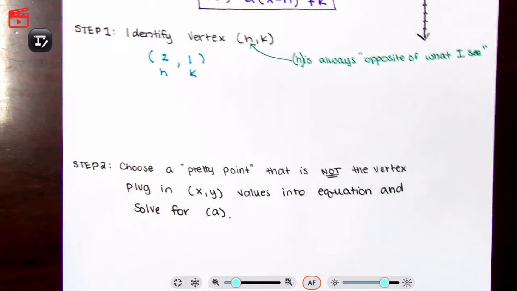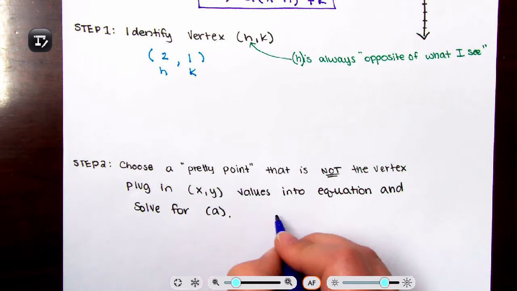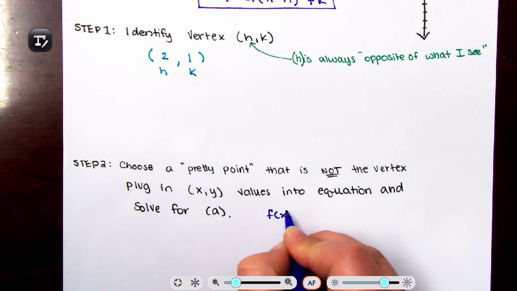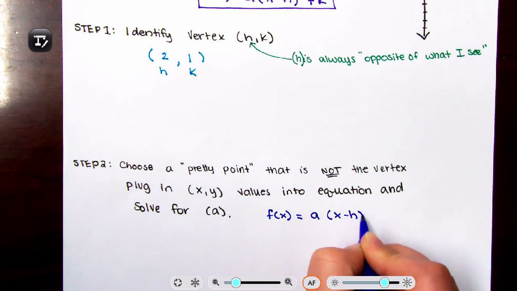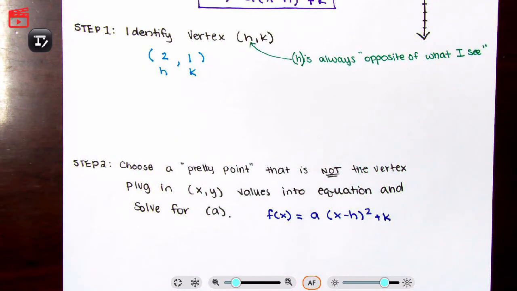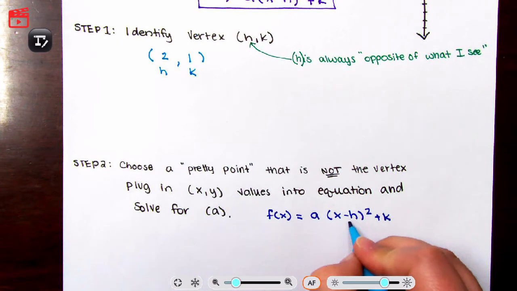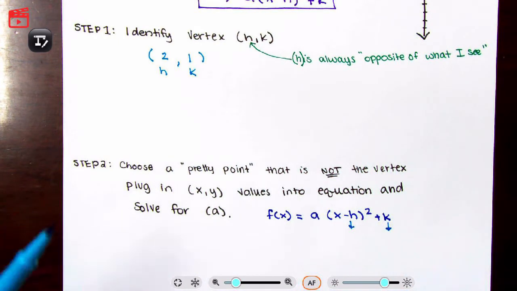You're going to choose a pretty point that is not on the vertex, and you're going to plug it in for x and y. So let's start off by writing our equation: f of x, you can choose to write y, is equal to a times x minus h squared plus k. So your h, again opposite of what you see, and your k have already been identified.